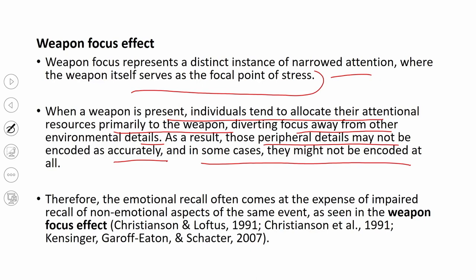Other things, the peripheral things, people generally forget, or many times they are not able to even remember anything around the incident. So, this is called the weapon focus effect, which happens because of high stress in that eyewitness situation. Therefore, emotional recall often comes at the expense of impaired recall of other non-emotional aspects. So, under emotions we can remember some things better, but in the context of eyewitness, it is not just a normal emotional situation or emotional content.